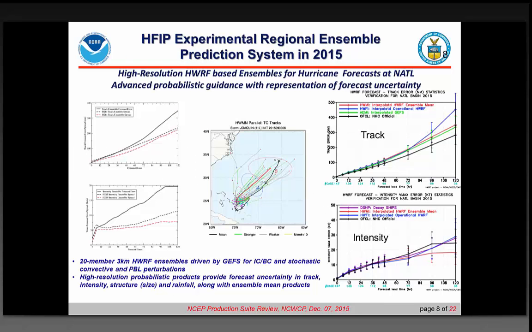Apart from the deterministic runs, thanks to the support from the HFIP, we are running a multimodel regional ensemble and 20-member 3-kilometer HWRF ensembles driven by the global ensemble system is providing forecast products for the tracks and intensity. This is the typical error spread relationship, intensity. The errors are growing, but the spread is not, so it is still under dispersive. But this is for Hurricane Joaquin. You can see the ensemble mean was doing much better than the deterministic run. And some of these products are made available for the HFIP community as well as NHC. And typically, the ensemble mean has much lower errors than the deterministic run.